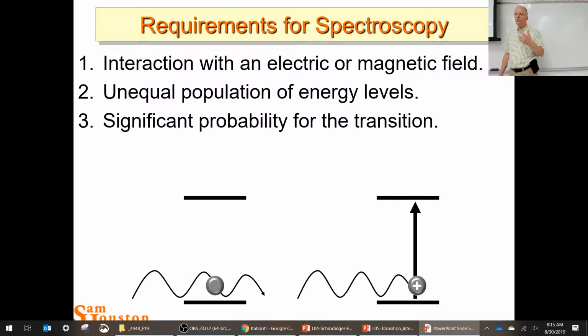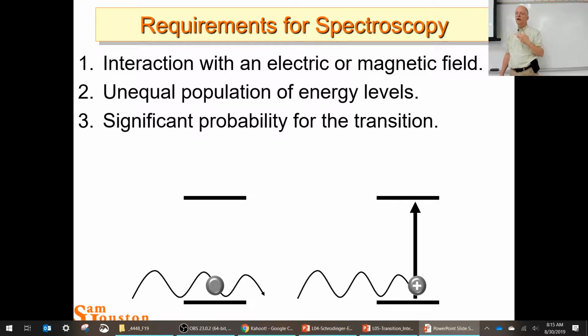You need an unequal population of energy levels in order to detect the interaction. So if you have just as many molecules in the excited state as you have in a ground state, you might get absorption, you might get an emission, but you wouldn't know. So in order to detect the interaction, you need an unequal population of the energy levels.